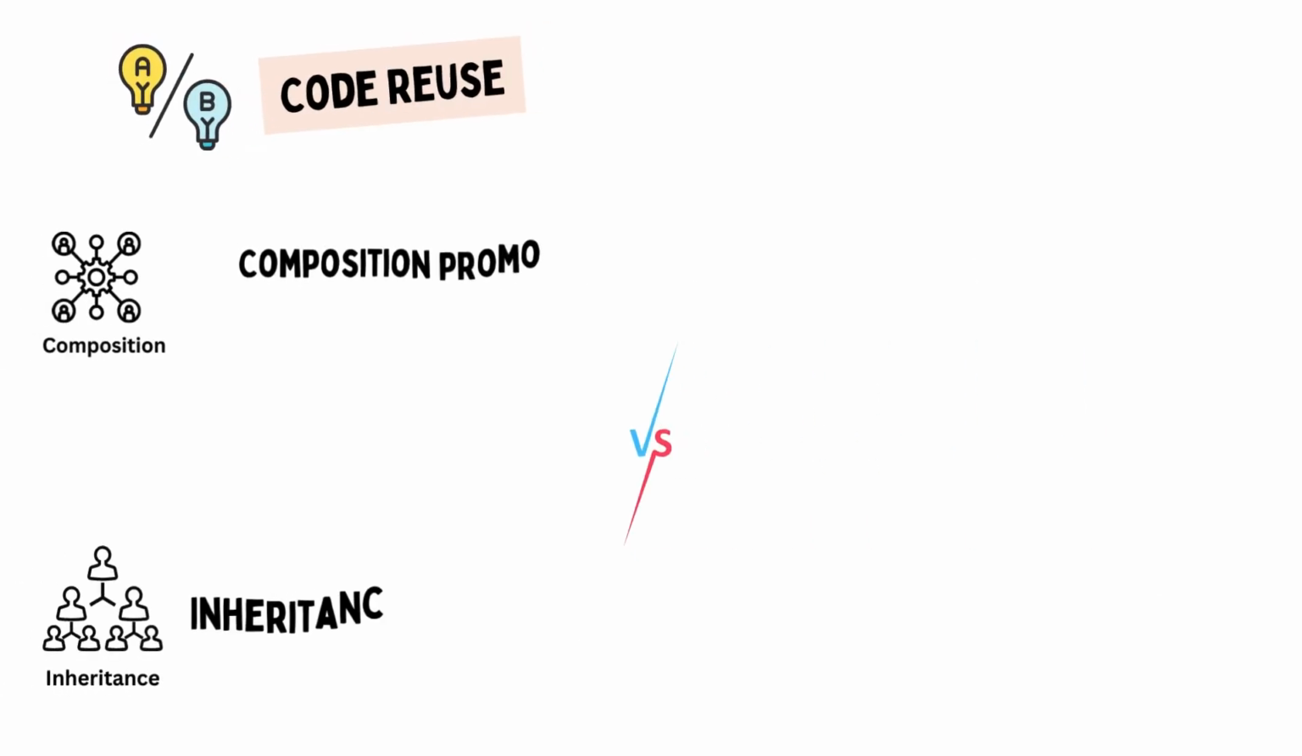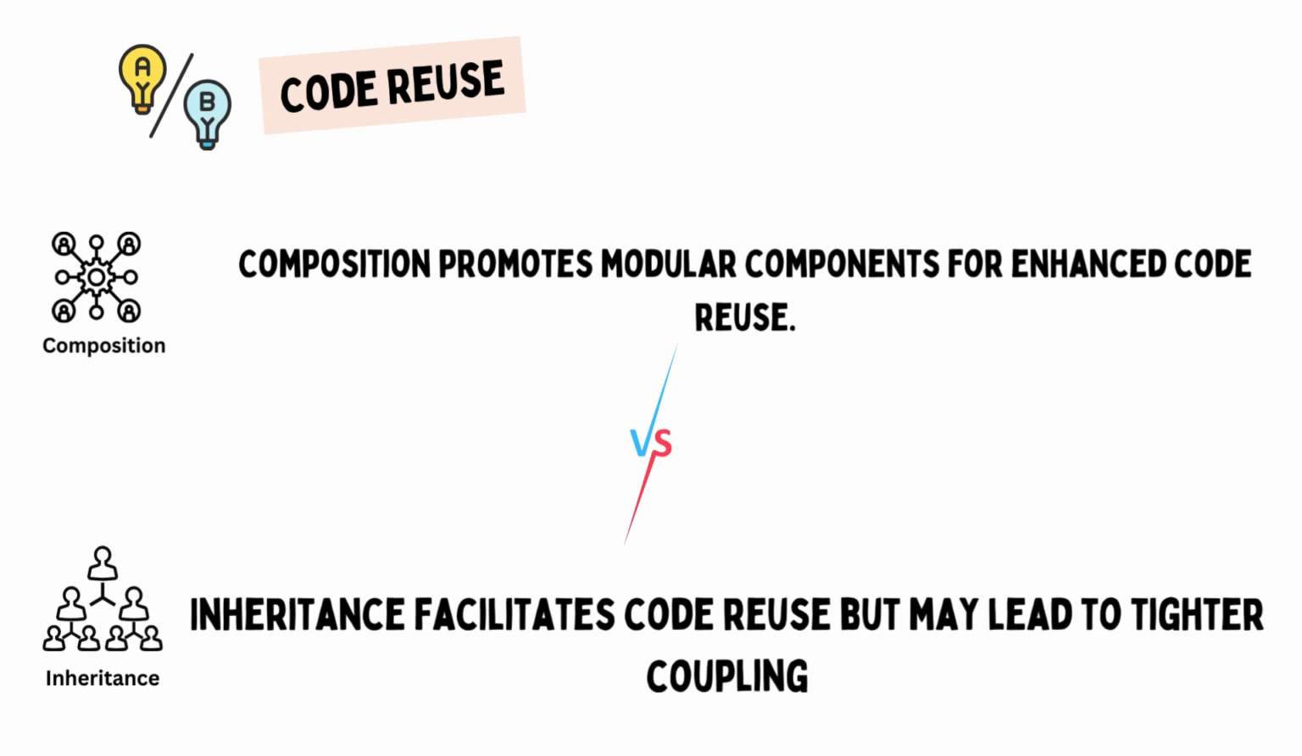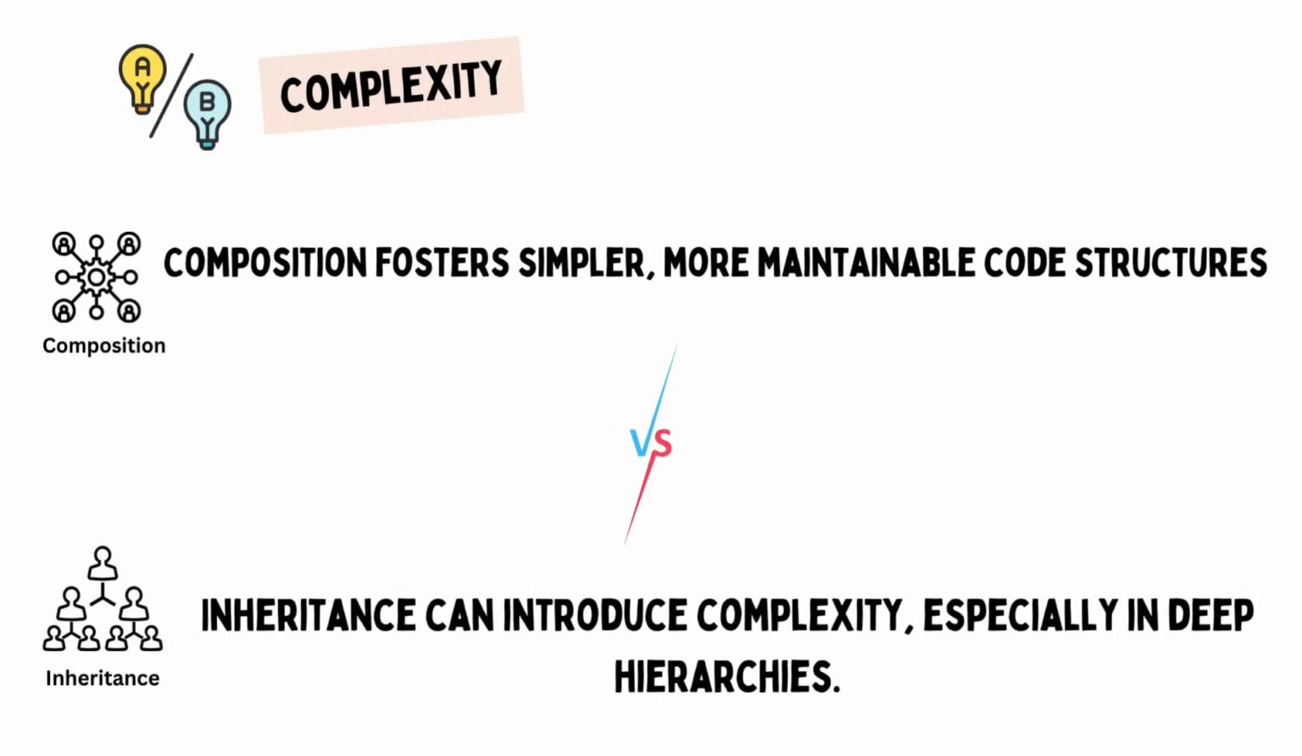Now let's compare code reusability. Composition promotes modular components for enhanced code reuse. And inheritance facilitates code reuse but may lead to tighter coupling. Let's discuss complexity. Composition fosters simpler, more maintainable code structures. And inheritance can introduce complexity, especially in deep hierarchies.